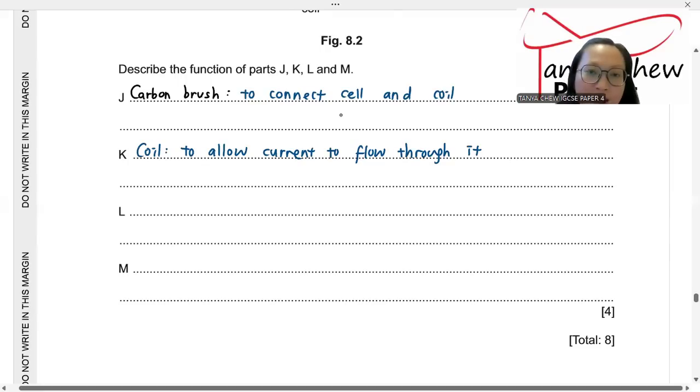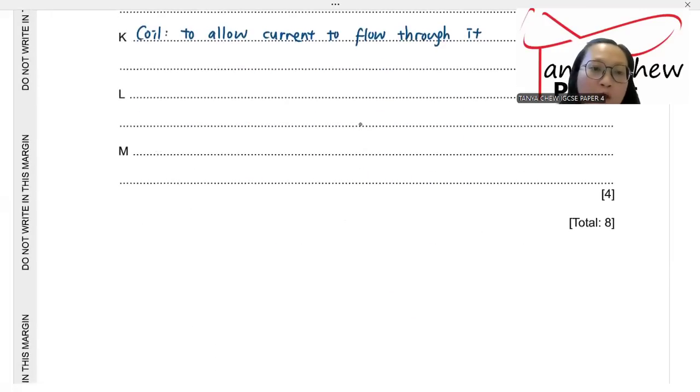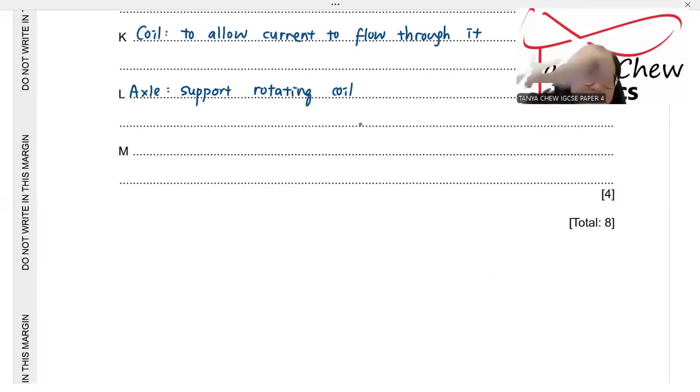Okay, and then L, what is L? L is the axis of rotation. We call it the axle, right? What is the function of the axle? It is to support the rotating coil. Normally, the axle is installed at the center of the coil.